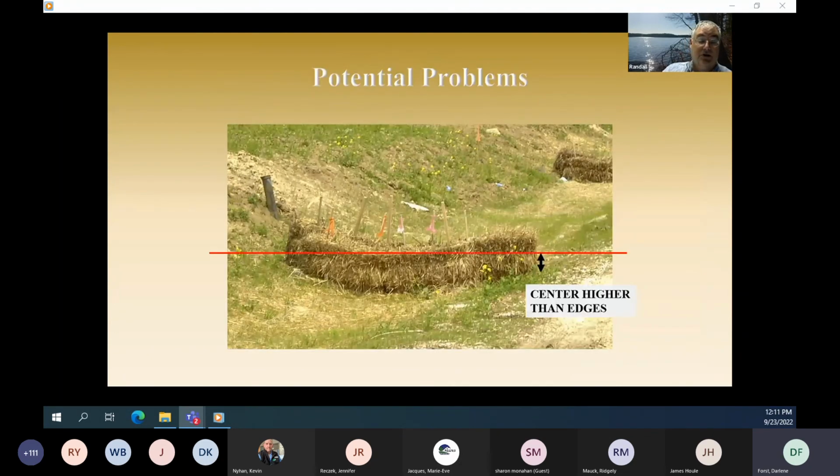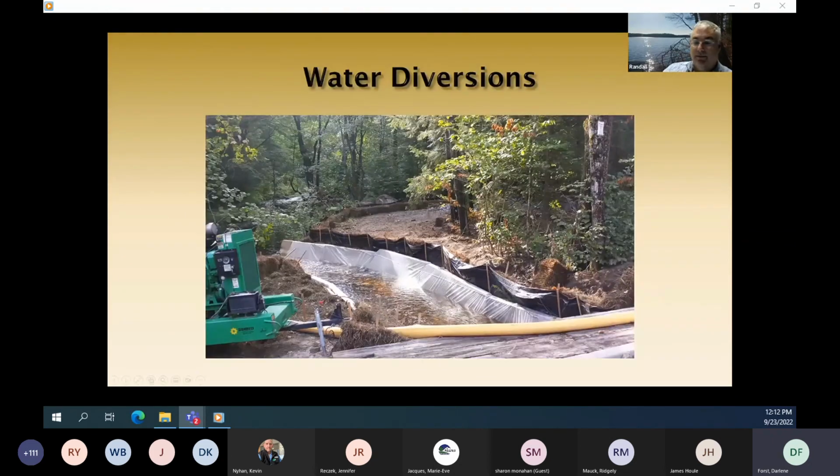This, not so much. There's also all kinds of problems with using hay bales as check dams. The EPA since 1992 has said hay bales should not be used as check dams. They're not to be used in concentrated flows. They don't work well. There's all kinds of issues as you go through with it.